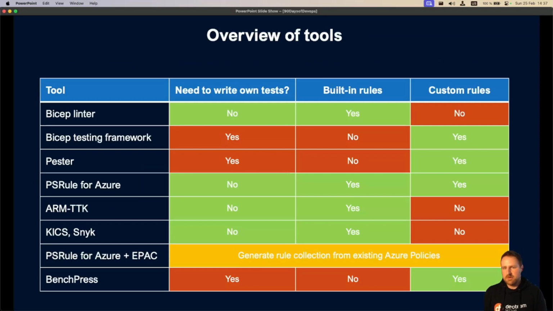So in this table, I'm summarizing the tools that I am using in this talk, and whether you need to write your own tests. You see only very few have the answer yes. Then whether there are some built-in tests you can just simply use to get the compliance and validation in the right shape. And then whether the tool can introduce some custom rules. This is mainly for those where you obviously don't need to write your own rules.